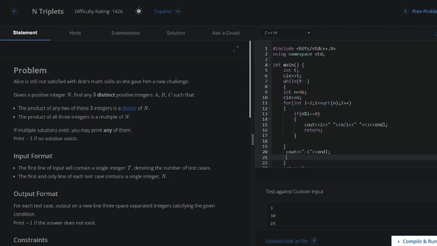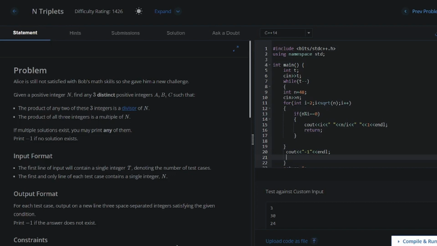The product of all three integers is a multiple of n. If multiple solutions exist, you may print any of them. Print -1 if no solution exists. Input format: the first line of input will contain a single integer t denoting the number of test cases. The first and only line of each test case contains a single integer n.